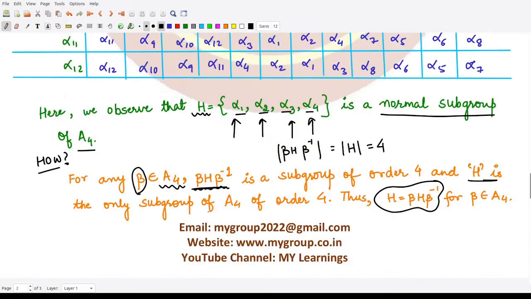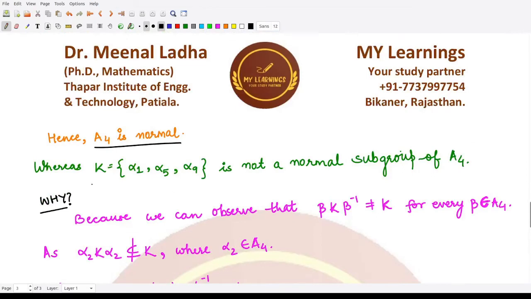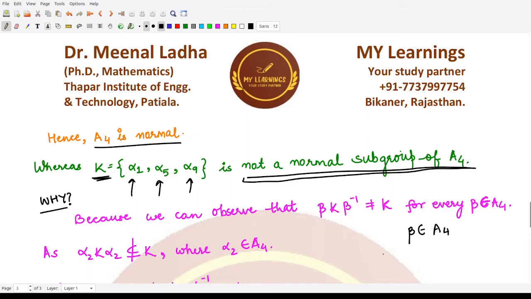Now we can also construct another subgroup, let's say K, consisting of alpha 1, alpha 5 and alpha 9. This is not a normal subgroup of A4. Let's see why. We do not have a relation for every permutation taken from A4. We cannot say that we have the equality for each of the cases. For each beta we do not have the equality. So beta K beta inverse is not equal to K for every beta.